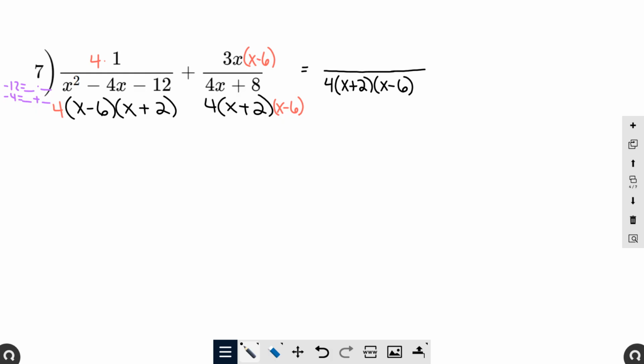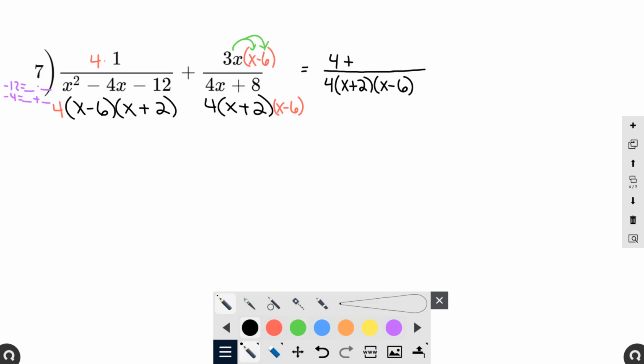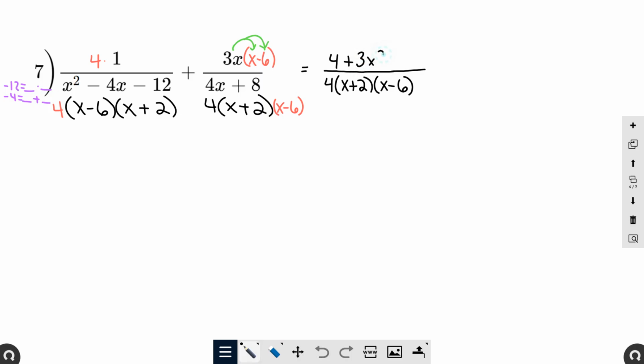Now deal with your numerator. 4 times 1 is 4. Plus, over here we're going to have to go 3x squared minus, and then we should probably put it in standard form. Very good.